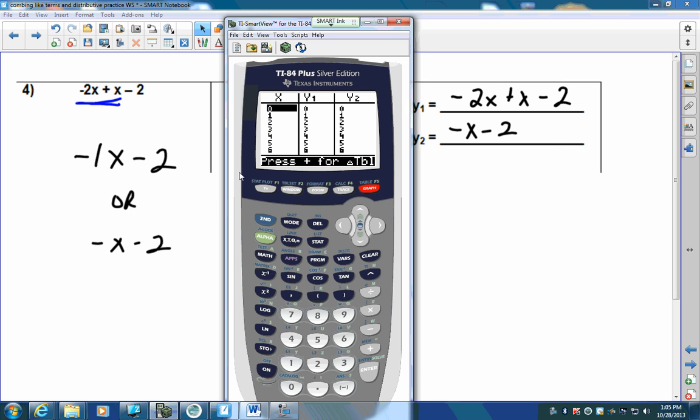So let's go to the calculator. Go to y equals. I have negative in the beginning, it's the negative button. 2x plus x minus 2. And in y2, I have negative x minus 2. Press second graph. And you know if you're correct if these two columns match, if y1 and y2 are the same.